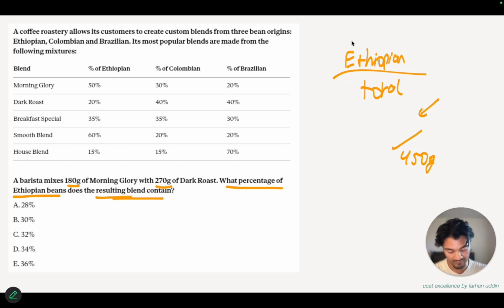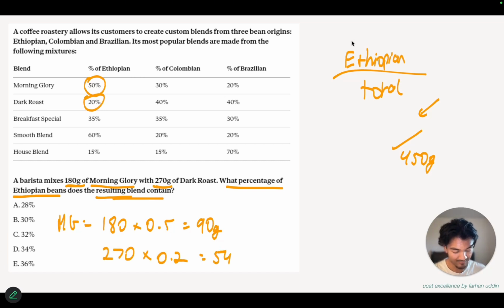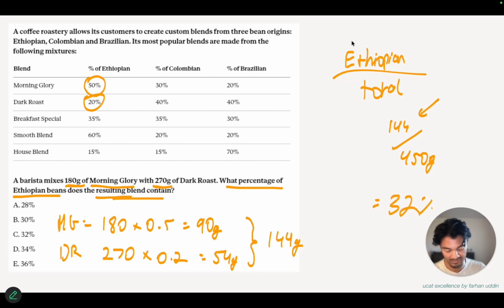So if there's 180 grams of Morning Glory, and we know 50% of those beans are Ethiopian, then we can go 180 times 0.5, which gives us 90 grams of Ethiopian beans from Morning Glory. And next, we have 270 grams of dark roast. What's the percentage? 20%. So times 0.2, that ends up giving us 54 grams from the dark roast. We add these two together and we get our answer of 144 grams. So 144 divided by 450, if you pop that into the calculator, ends up giving you 32% as your answer.